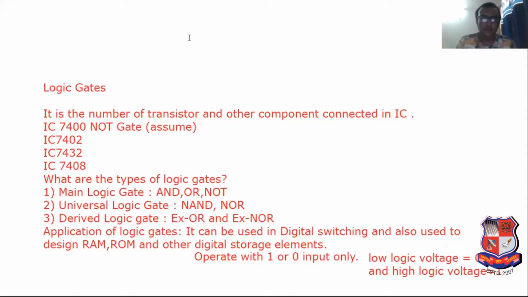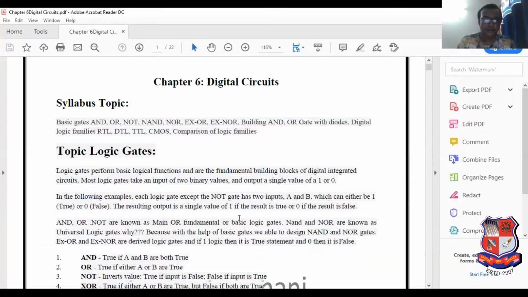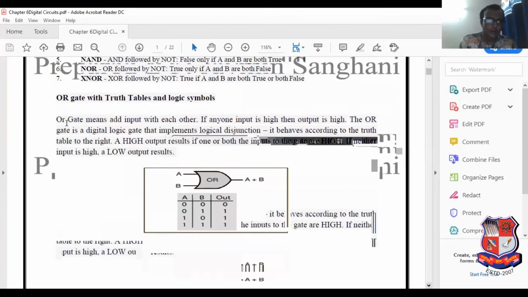Now I will switch over to discuss the characteristics of individual gates. Here, I have shared the first logic gate. It is known as the OR gate. OR gate means what? Add the inputs with each other. Add the inputs with each other means what? If any one input is high, then the output is high. This is the concept regarding the OR gate.